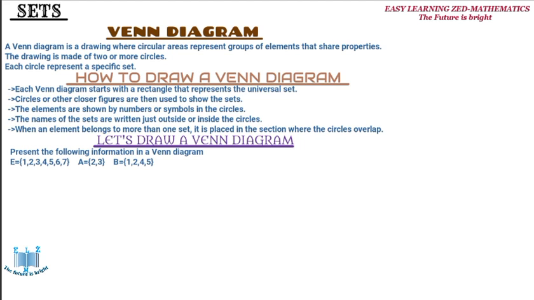The first one is each Venn diagram starts with a rectangle that stands for the universal set. So we're going to draw the rectangle. Okay, once we have done that, the next step is circles or other closed figures are then used to draw the sets. So we're going to draw the sets.